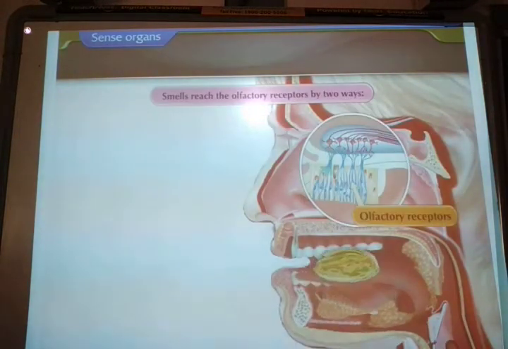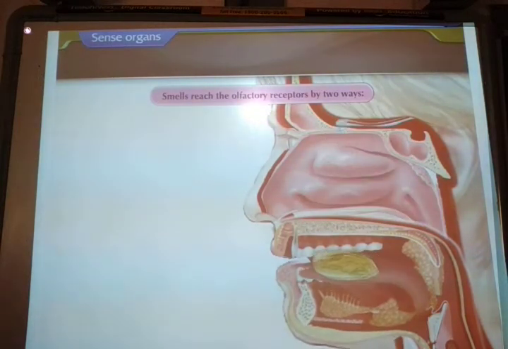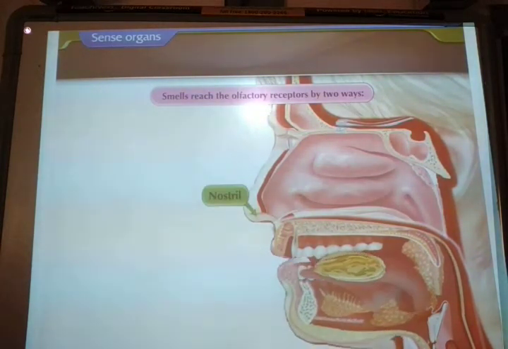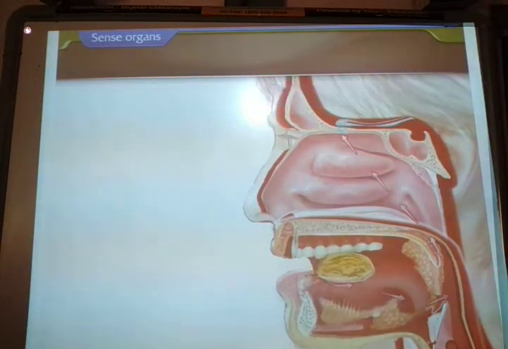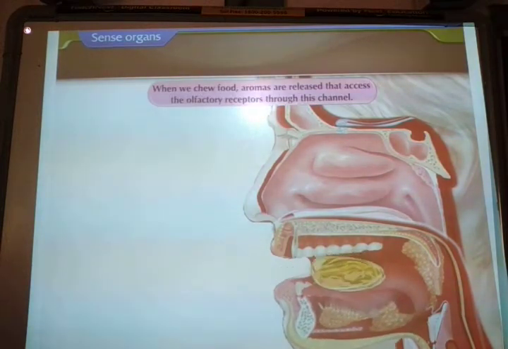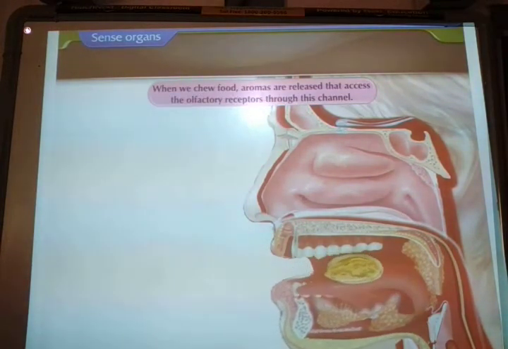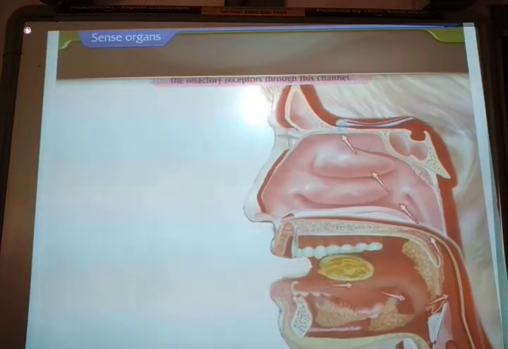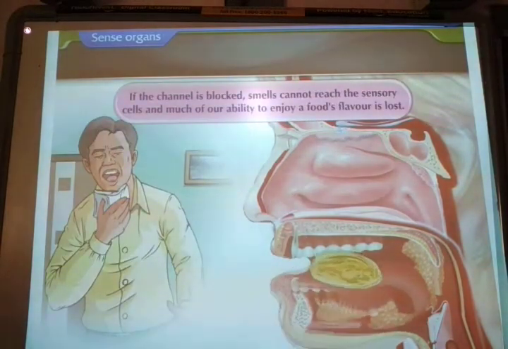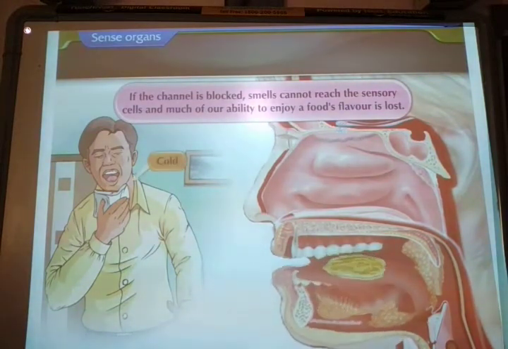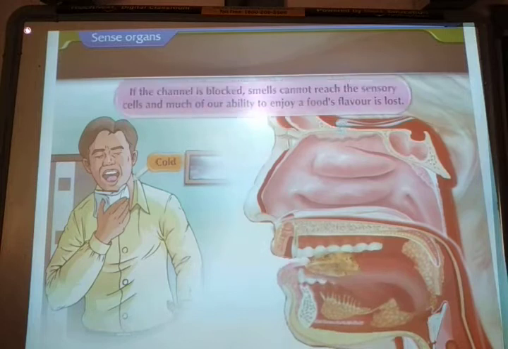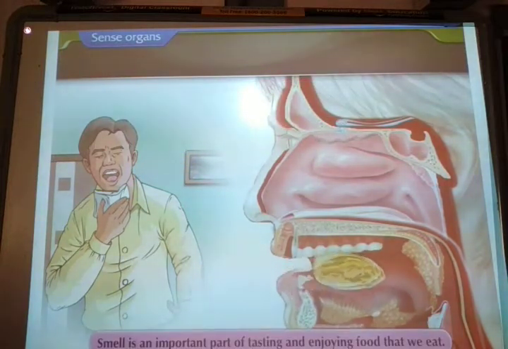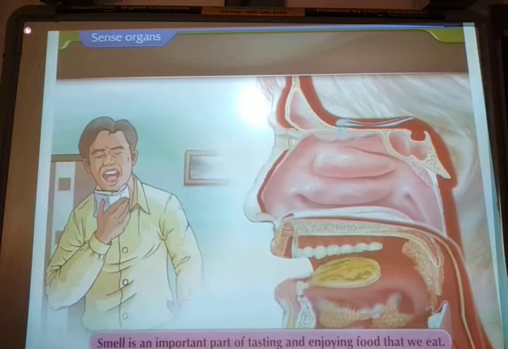Smells reach the olfactory receptors in two ways. The first pathway is through our nostrils, and the second pathway is through a channel that connects the roof of the throat region to the nose. When we chew our food, aromas are released that access the olfactory receptors through this channel. If the channel is blocked, in situations when our noses are stuffed up from a cold or flu, smells cannot reach the sensory cells and much of our ability to enjoy a food's flavor is lost. Thus, smell is an important part of tasting and enjoying food that we eat.